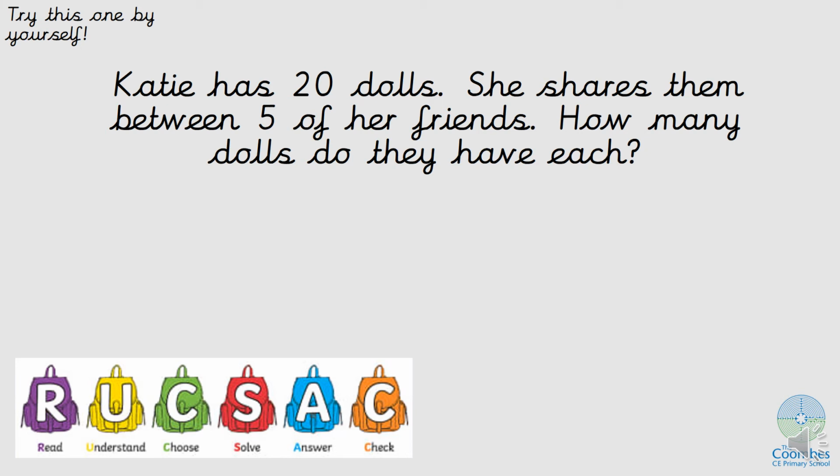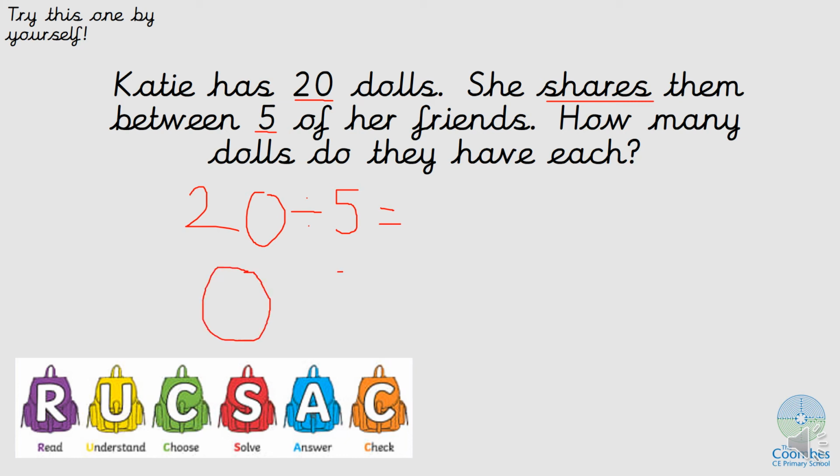Okay, I hope you gave that a really good go. Let's do it to check your answer. So we've got to underline our information. Katie has 20 dolls. She shares them between 5 of her friends. So our division sentence will be 20 divided by 5 equals. So I need 5 circles. I'm going to use equal groups this time.